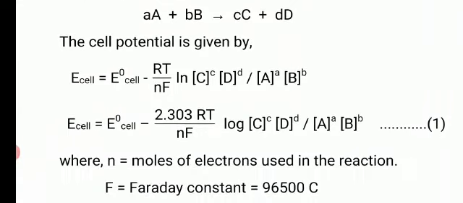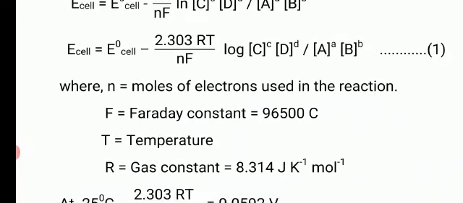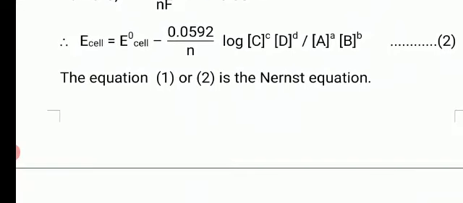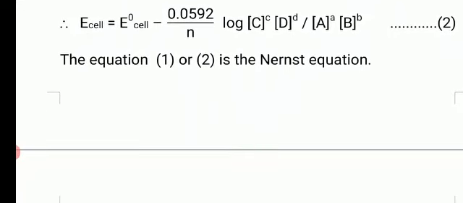So here we got the equation 1, E cell is equal to E naught cell minus 2.303 RT upon nF, log to the base 10 of C raised to c, D raised to d upon A raised to a, B raised to b. Understood? So 2.303 into value R 8.314 into 298 Kelvin upon F 96500, वो वैल्यू आ जाता है 0.0592. तो वो हम लोग रिप्लेस करेंगे इन इक्वेशन 1. So we will get at the end equation 2, E cell is equal to E naught cell minus 0.0592 upon n, log to the base 10 of concentration of product to the concentration of reactant. So here equation 1, even equation 2, both are said to be the Nernst equation over here.